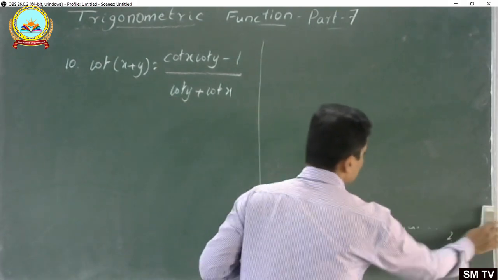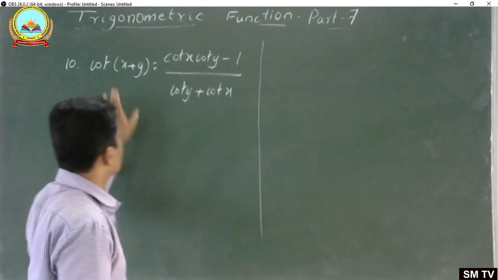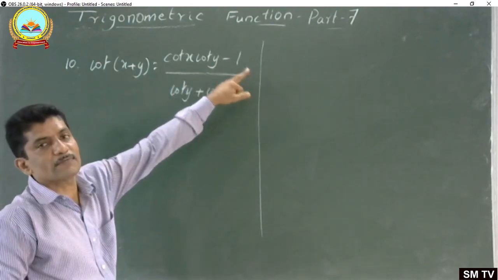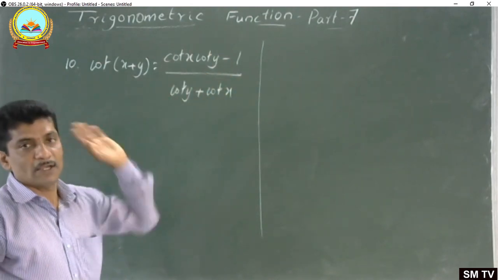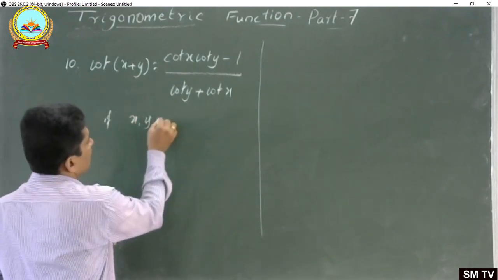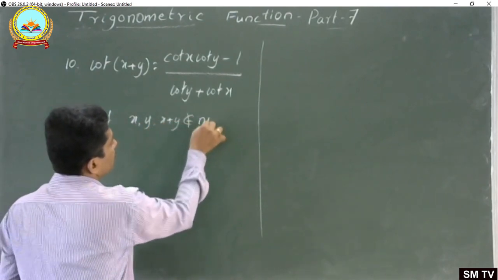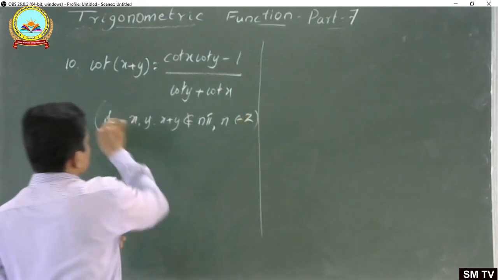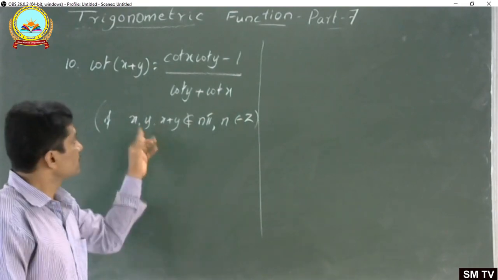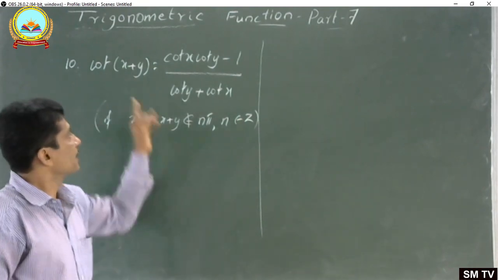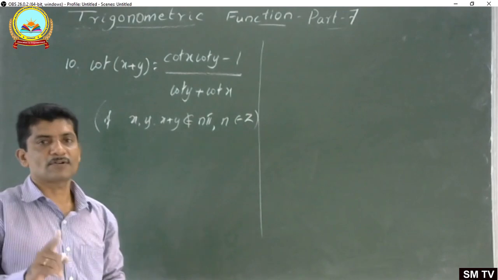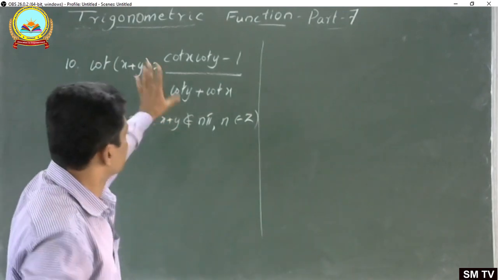Here also, in cot of x plus y or cot of x minus y, the 11th result: cot of x minus y is equal to cot x cot y plus 1 divided by cot y minus cot x. Remember, this is very important. This result holds when x is not an integral multiple of pi, y is not an integral multiple of pi, and similarly x plus y is not an integral multiple of pi, and also x minus y is not an integral multiple of pi. Then this result is true.